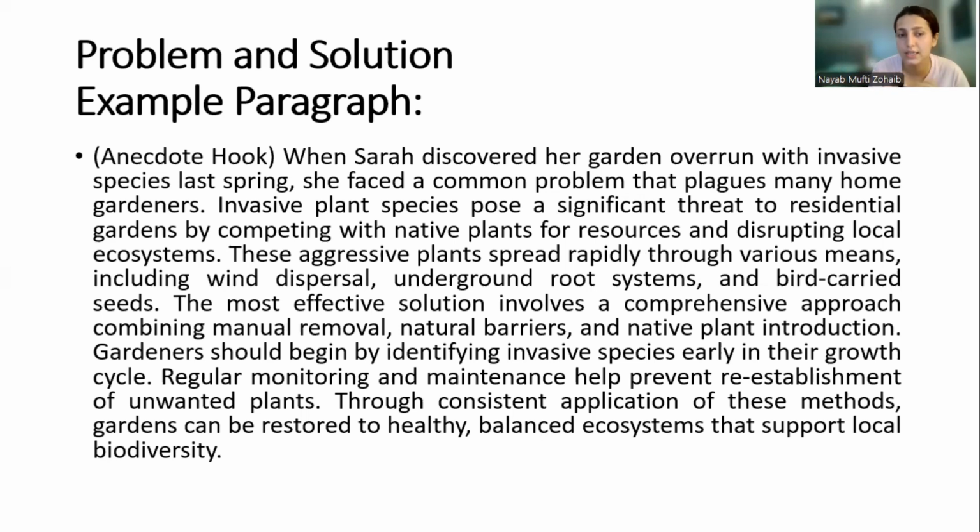And after that, we have our major details. These aggressive plants spread rapidly through various means, including wind dispersal, underground root system, and bird-carried seeds. The most effective solution involves a comprehensive approach combining manual removal, natural barriers, and native plant introduction. Gardeners should begin by identifying invasive species early in their growth cycle. Regular monitoring and maintenance help prevent reestablishment of unwanted plants. Solution आ गया उसका. Through consistent application of these methods, gardens can be restored to healthy, balanced ecosystem that support local biodiversity. So we are just summarizing what we have written above. So this is a problem solution way of writing.